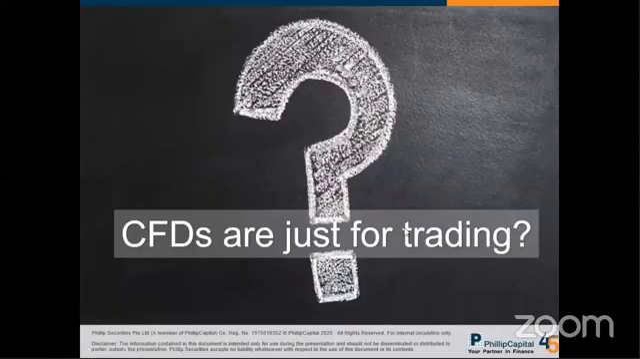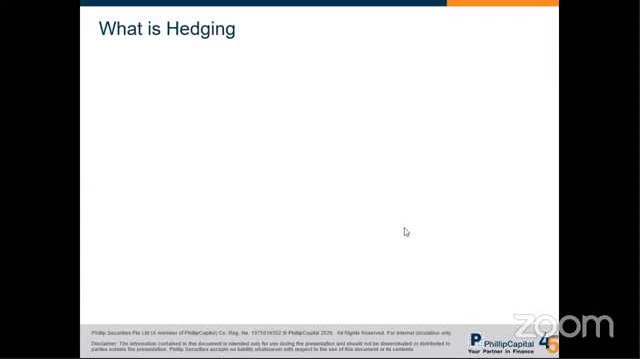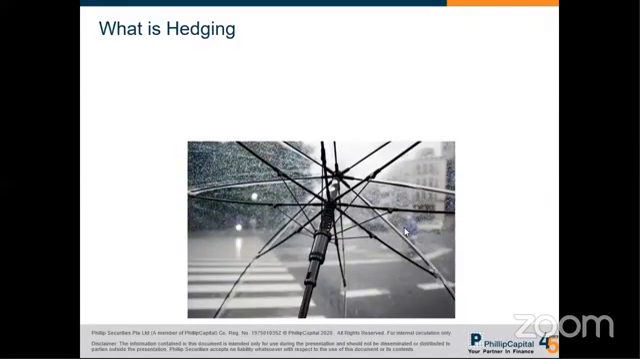So a lot of people ask whether CFD is just for trading. So we need to understand what hedging is. Maybe we do not go out that much, but some of us, when we go out, carry an umbrella along. It's actually a kind of hedging strategy to hedge against uncertain weather, like rain.